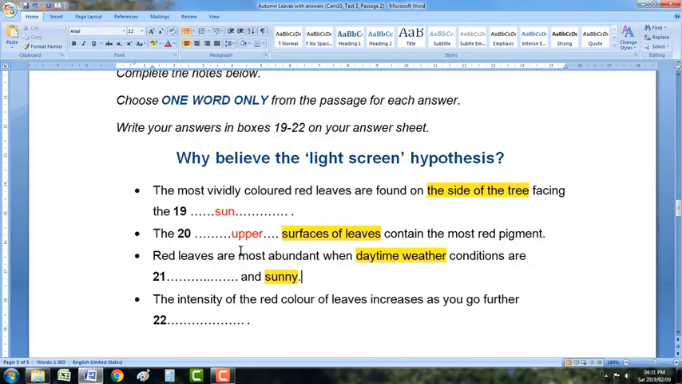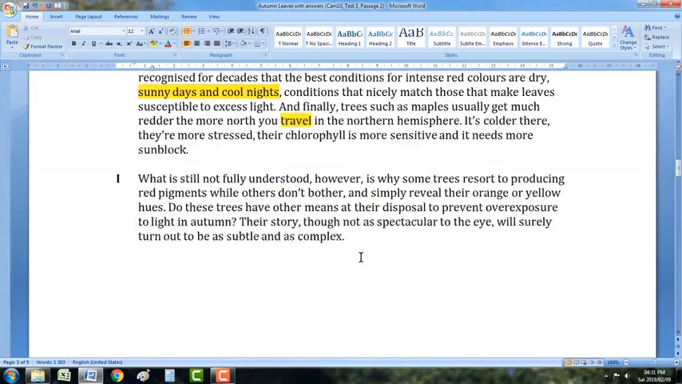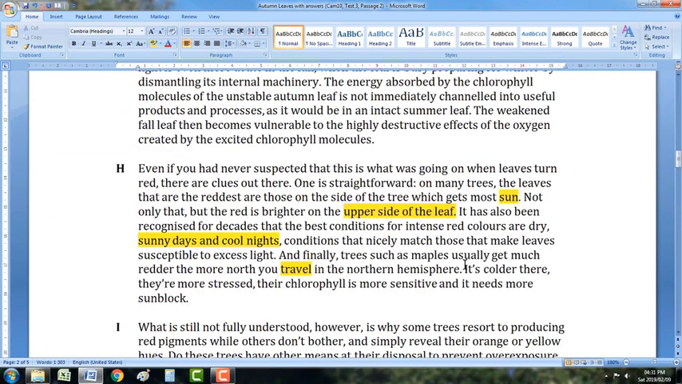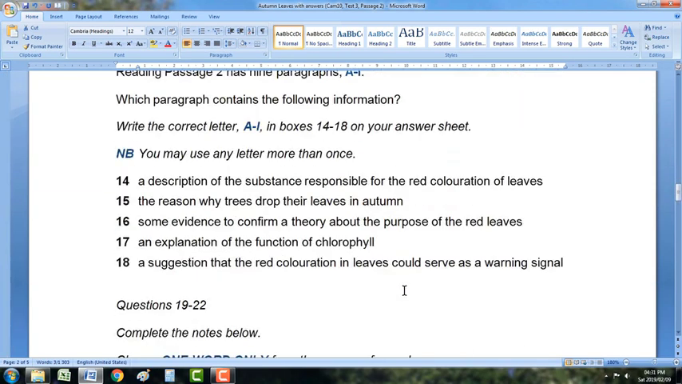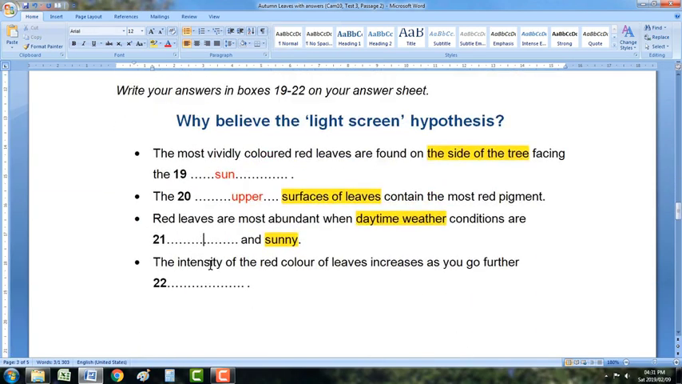The red leaves are most abundant when daytime weather conditions are something and sunny. And it's quite straightforward. We know we're looking for an adjective. Best conditions for the red colors are dry, sunny days and cool nights. So you don't want cool because that's describing the nights. We've got two adjectives there, dry, sunny days, dry and sunny. I think that one was fairly straightforward.